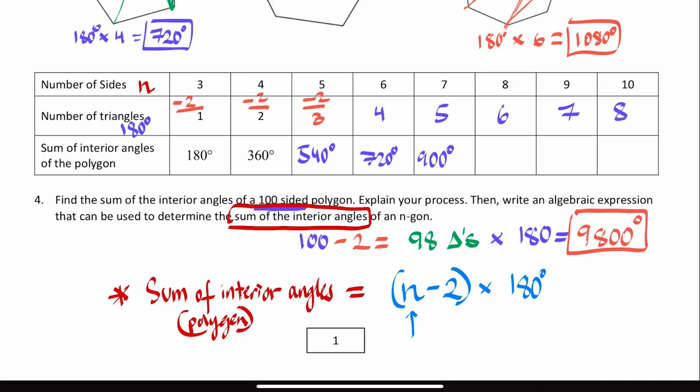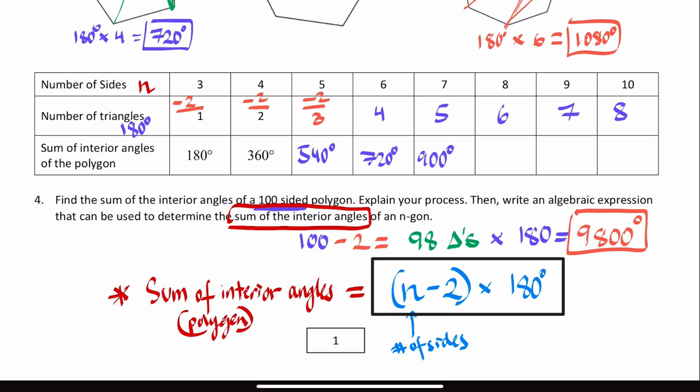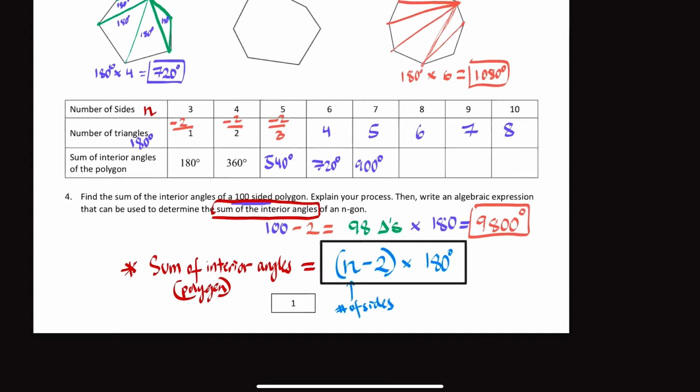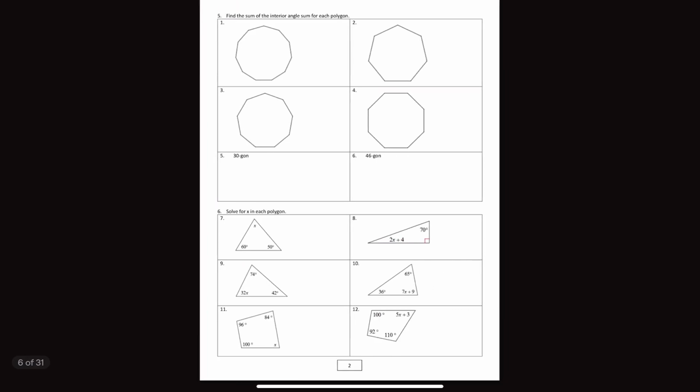You don't have to. This is number of sides. And that special formula is this one that you'll use every single time you are asked to find the sum of interior angles. Okay, cool. So that's the notes for that. You have some problems to work on here on page 2. I'll let you go through that.